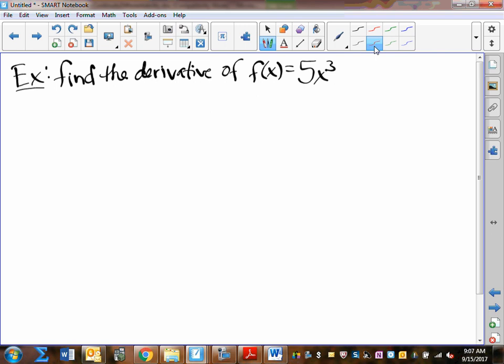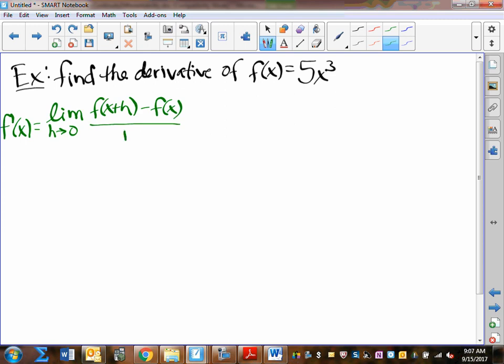So if we use the h, let's go ahead and set it up. We're going to set up each of these side by side. So f prime of x is equal to the limit as h approaches 0 of f of x plus h minus f of x over h. And we're going to compare that to f prime of a is equal to the limit as x approaches a of f of x minus f of a over x minus a.